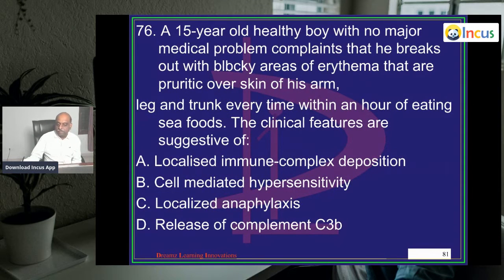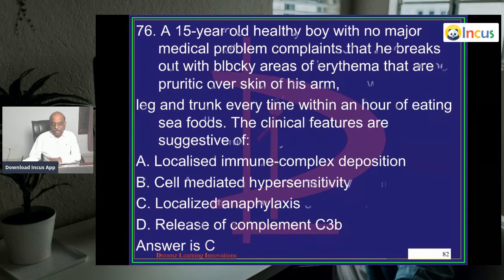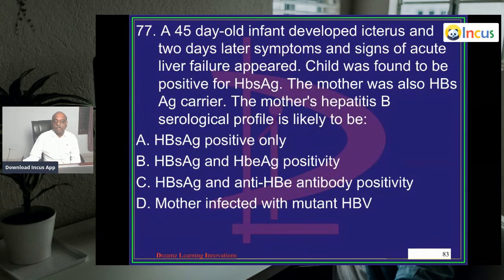A 15-year-old healthy boy developed pruritic erythematous blotchy areas after eating seafood. That's a classical story of localized anaphylaxis. A 45-day-old infant developed icterus 2 days later. He developed acute liver failure. He is HBsAg positive. The mother is also an HBsAg carrier.